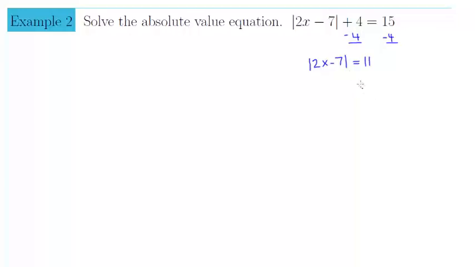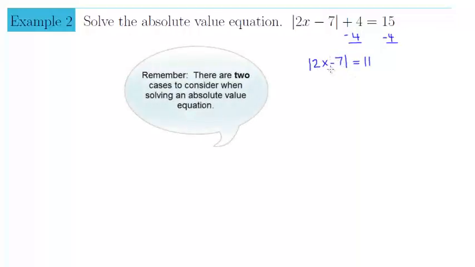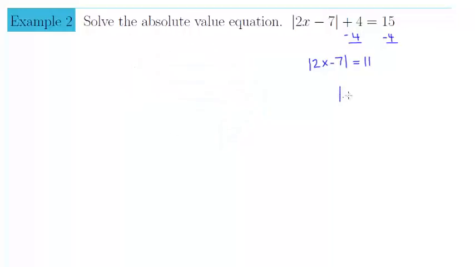That is to say, we obtain the equation absolute value of 2x minus 7 equals 11. Now we're ready to proceed as we did in example 1, remembering that 2x minus 7, the expression within this absolute value, could be one of two things. Remember? Inside the absolute value, we're setting it equal to 11.